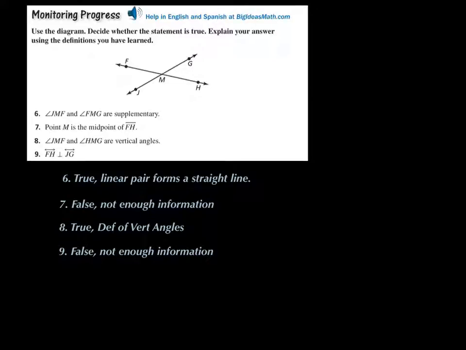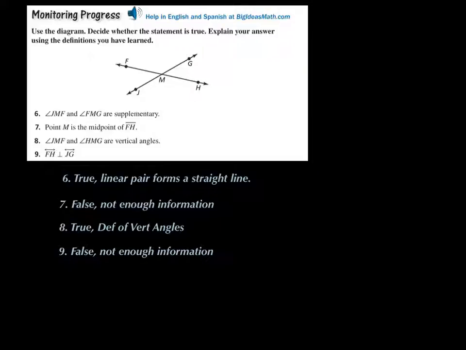So here are some explanations, and you can go into more detail in your explanations, but you don't necessarily need to. If we look at the first statement, JMF and FMG are supplementary. Again, we know supplementary angles add up to 180 degrees, which is also coincidentally a linear pair. And if we look at that, those two angles do form line JG.